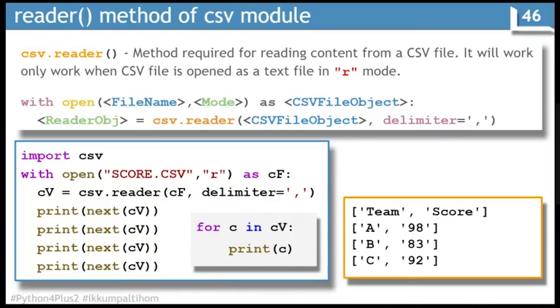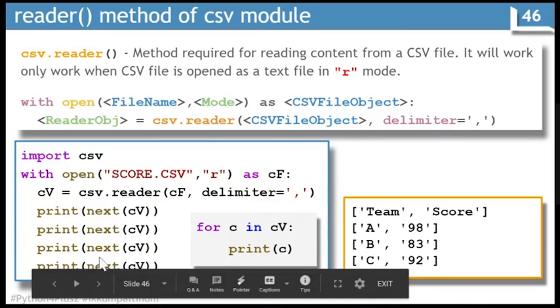But this is not a good method for retrieving the content from the file, because you will never know how many rows are there in the CSV file. So this is not a better way. Instead of that, as you have already collected the content in cv, you can simply write for c in cv, then print c, so you can see the content got displayed. So in both these cases, whether you have done it like this or whether you have done it like this, the content is going to be displayed exactly in the same manner.